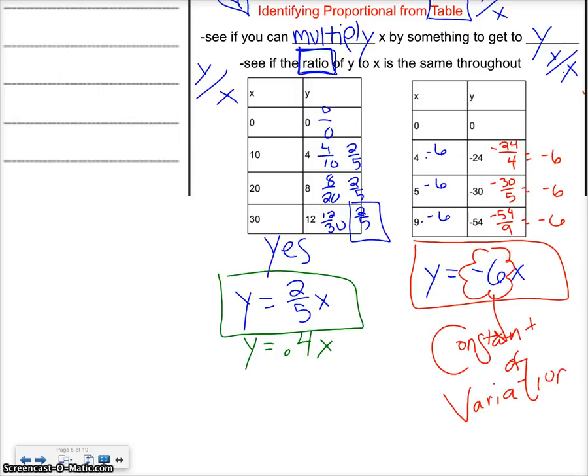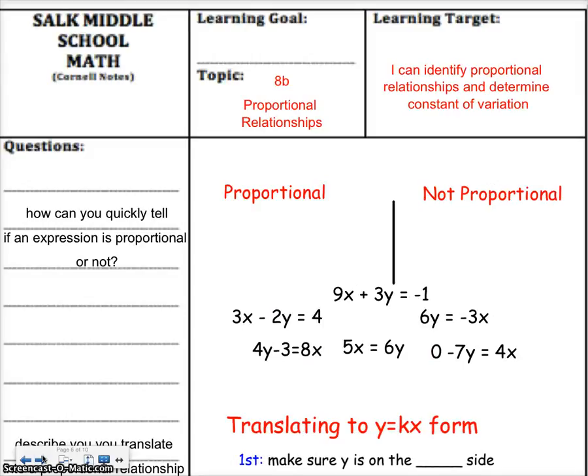Okay? And so, what we've done so far, we've defined directly proportional relationships. We've identified directly proportional relationships given a graph. We checked to see if it went through the origin. Now we identify directly proportional relationships with a table. We check the ratio y over x. The last thing that we're going to do in this video is identify directly proportional and not directly proportional given an equation.